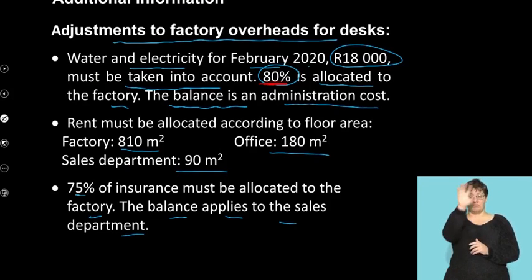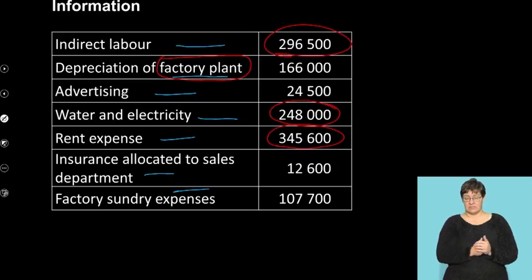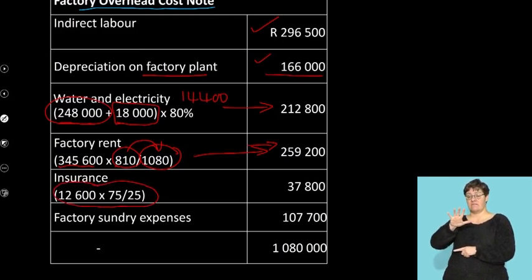75% of the insurance must be allocated to the factory. The balance applies to the sales department. Okay, now in terms of my information, I'm told here that insurance allocated to sales was 12,600. So if you're doing your calculation, notice that the 25% was equal to the 12,600. You wanted the 75%. Therefore, you take the 12,600 times 75 over 25.